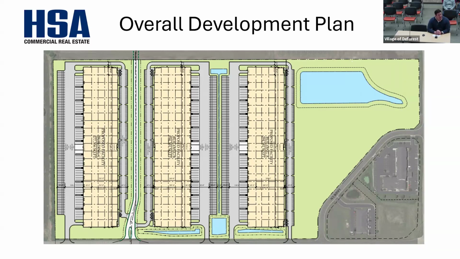We try to set them up to be able to demise them four times, where each tenant would get an office entry and a drive-in door. It doesn't necessarily mean one tenant can take a whole building; 2, 3, any combination of 1 through 4, but we try to set them up to accommodate four tenants well.